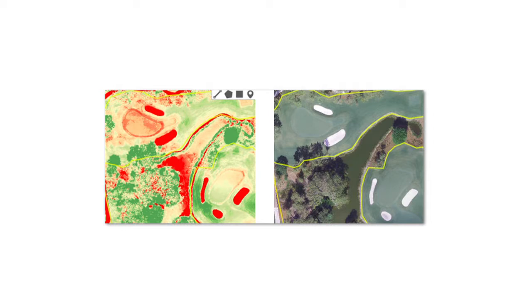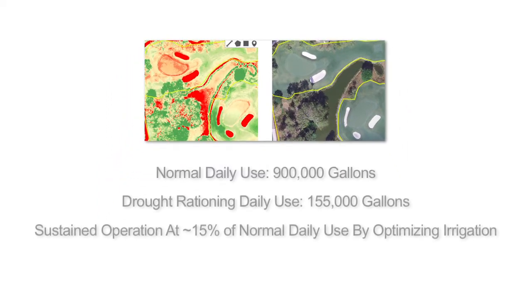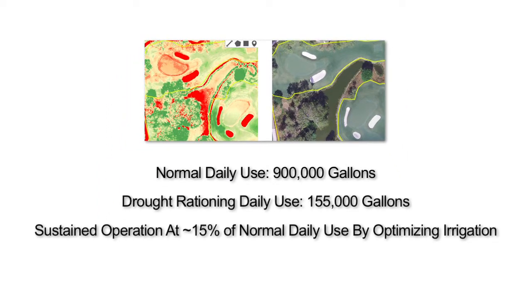A small section of faulty drainage might not seem like a big problem, but on a golf course in drought-stricken Florida, it is. A course of this size uses 900,000 gallons of water per day to keep its greens healthy. Rationing, due to drought, meant the course had access to only 155,000 gallons per day. When the course is operating at 15% of its ideal water capacity, every drop counts.